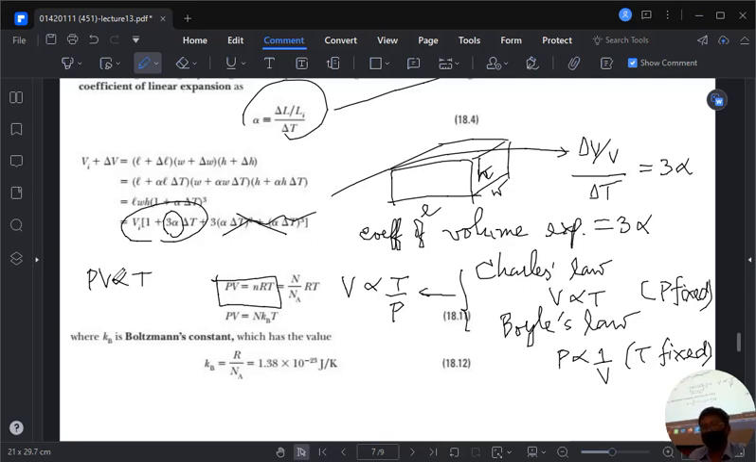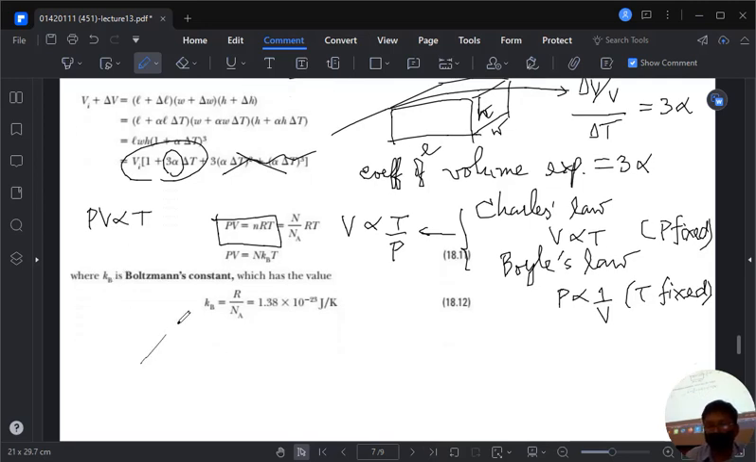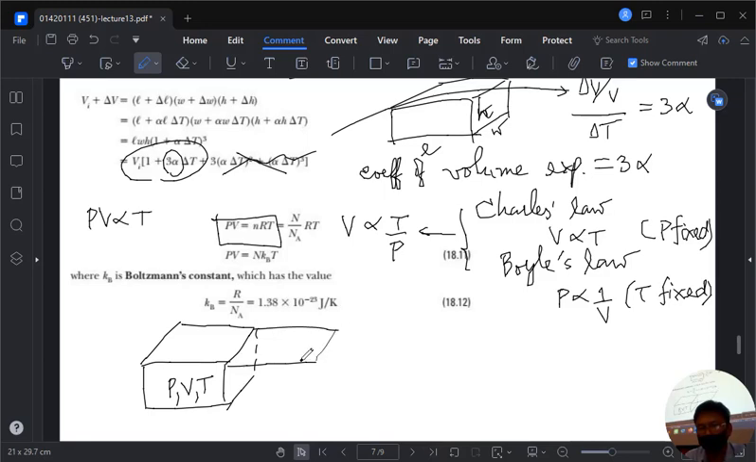What about N? Does the number of moles have something to do with this? I bring this: I have a box of things, it's P and V and T, right? I have another box of things. I bring it together, combine them and open. Break this down. Cut it open. Combine them.